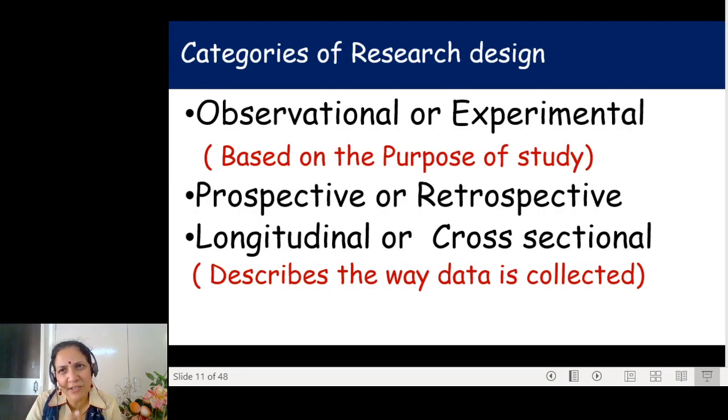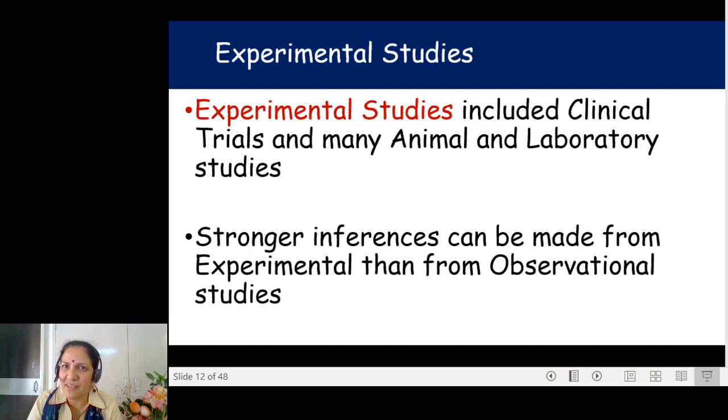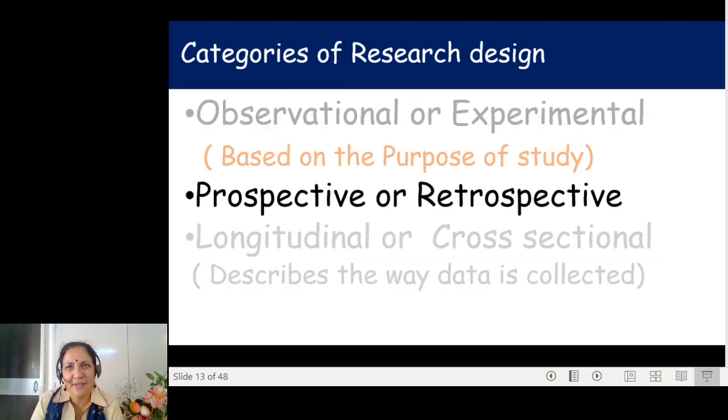So the categories of research design I said were observational or experimental. Experimental studies include clinical trials and many animal and laboratory studies. We are not focusing for the purpose of our discussion today on the animal and laboratory studies, although they are very important. From clinical trials, stronger inferences can be made rather than from observational studies.